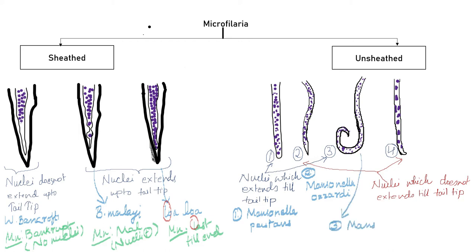Third is Mansonella streptocerca, where fine and well separated nuclei are present and blunt and curved tail tip with nuclei, which is also called as shepherd's crook appearance. Fourth one is Onchocerca volvulus, where coarse and well separated nuclei are present and the tail tip is pointed with no nuclei at the tail tip.